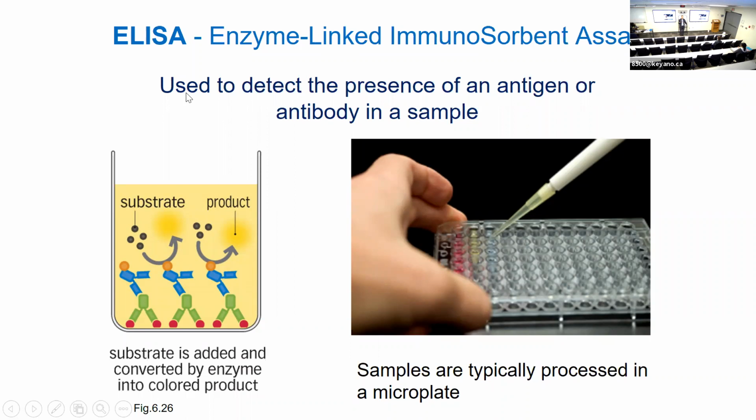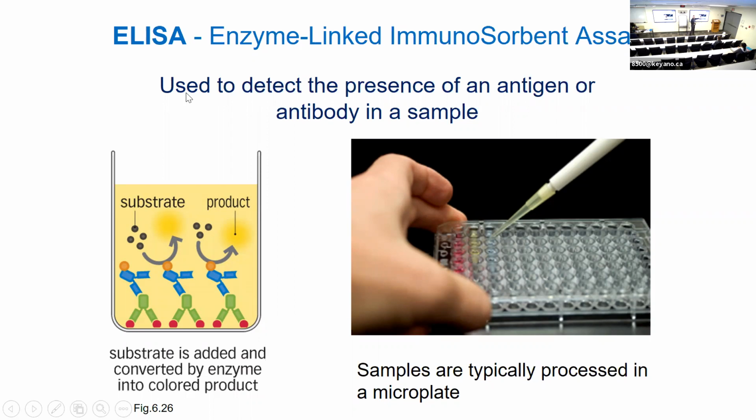So lots of words there, but you can see immuno is in there. And immuno usually has something to do with antibodies or the immune system. Assay means test. And enzyme-linked is the thing that is going to make this detectable. So I'll show you how this works here in a second.